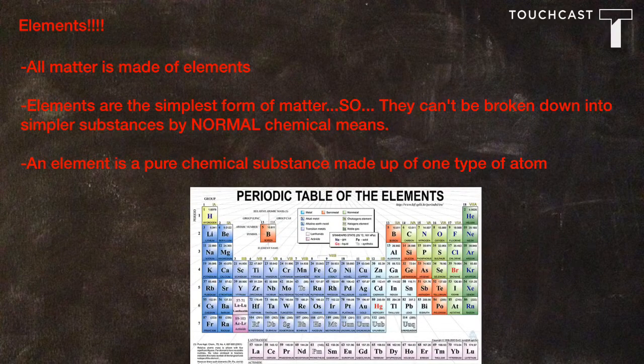Elements are the simplest form of matter, so they cannot be broken down into simpler substances by normal chemical means, but by other means, yes. An element is a pure chemical substance made up of one type of atom.